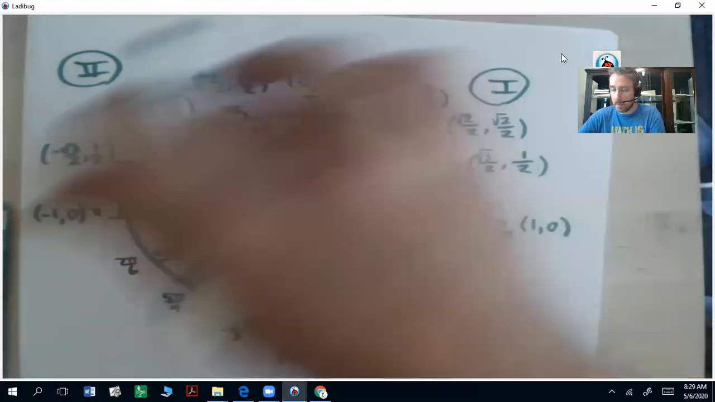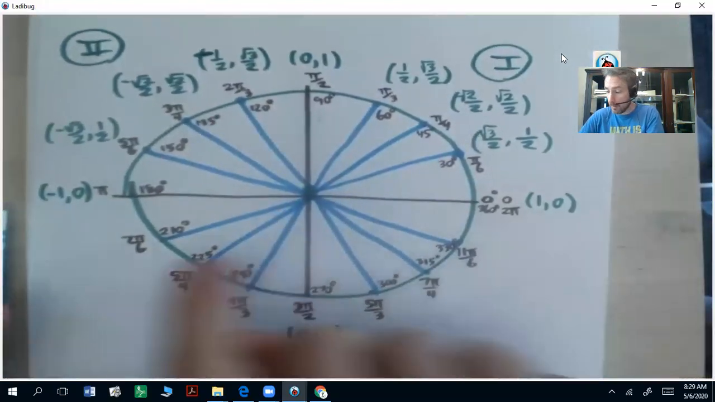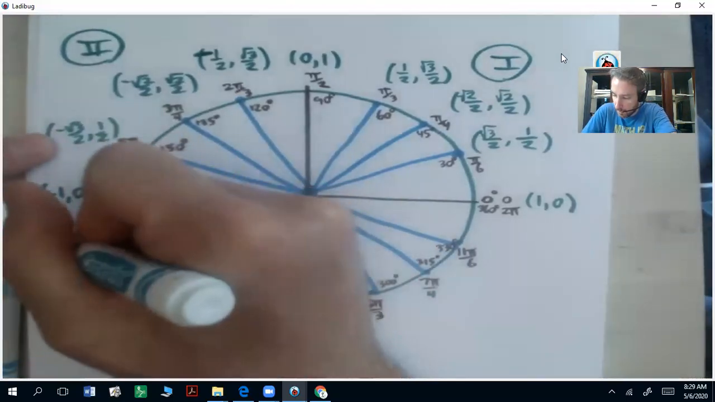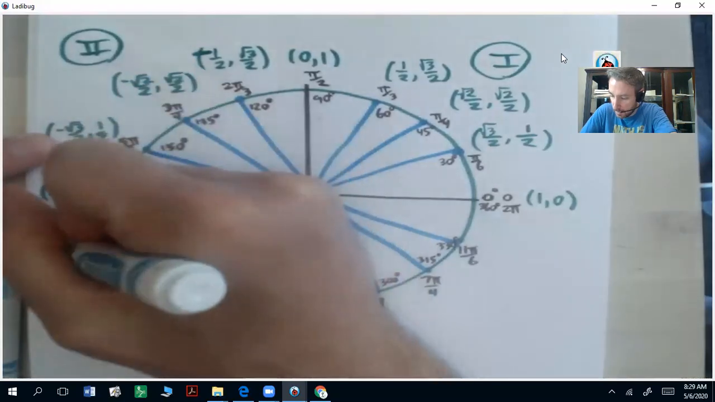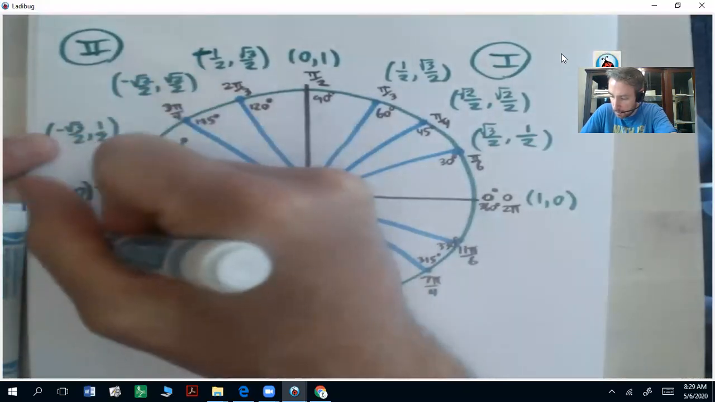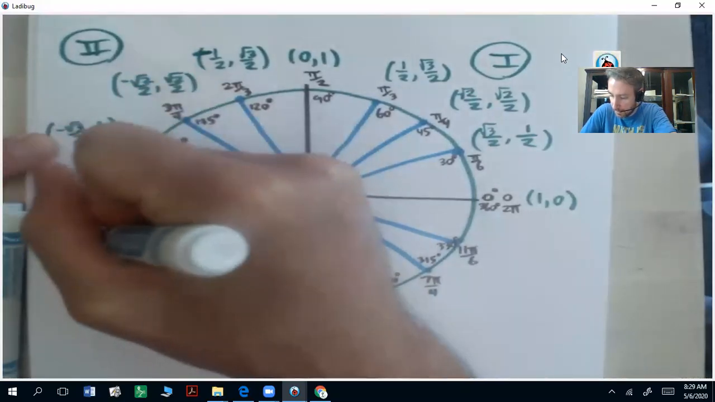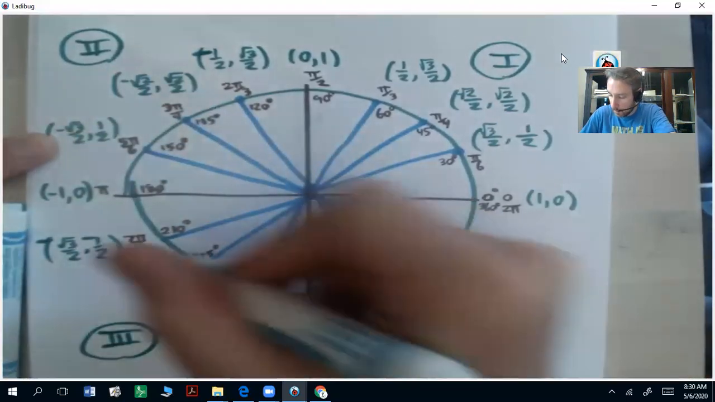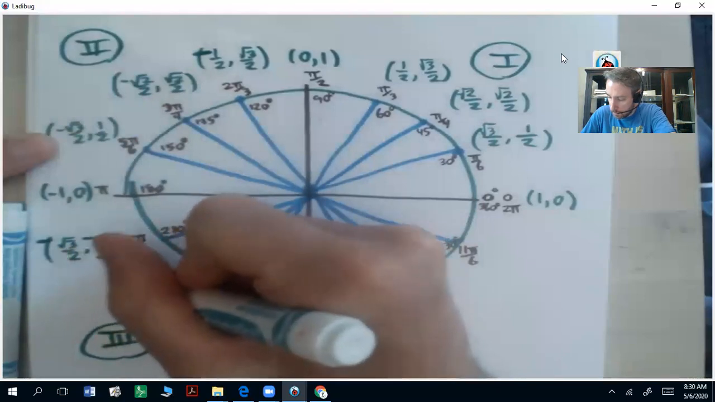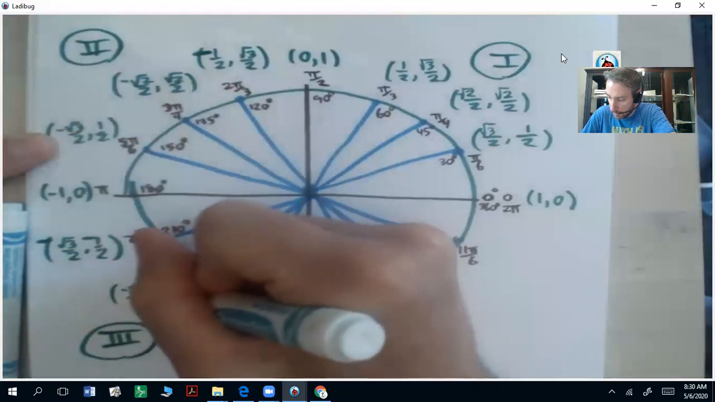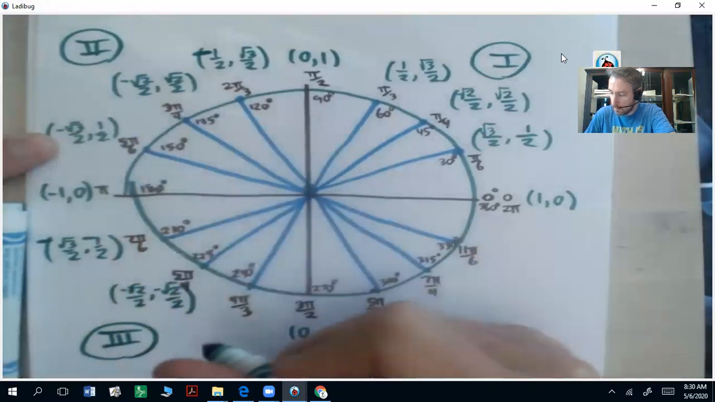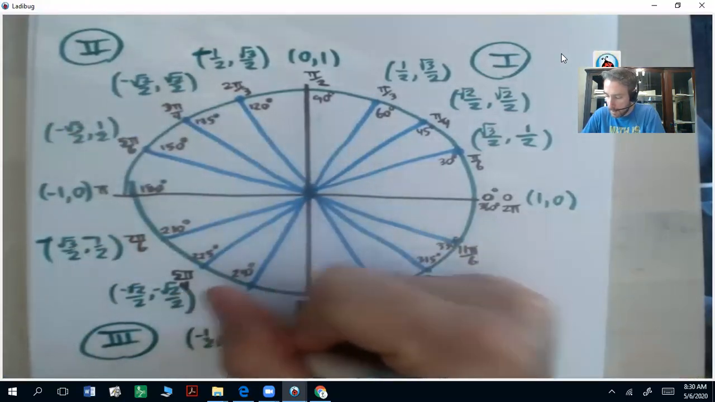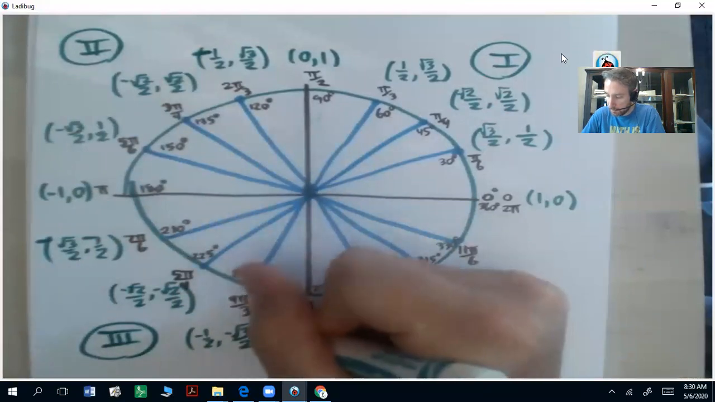So you got all the top coordinates, and then the bottom coordinates are going to be symmetric along here. So this is going to be the same coordinate as this, but everything's negative since it's in quadrant 3. So negative square root of 2 over 2, negative square root of 2 over 2. Switch these, so negative 1/2, negative square root of 3 over 2.